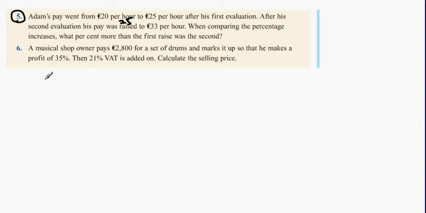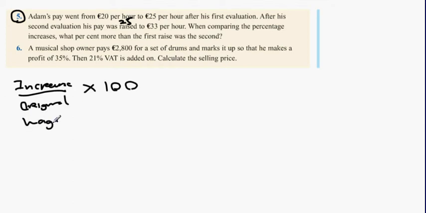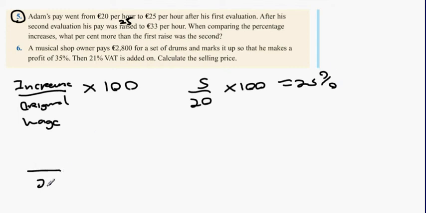Okay, so look, the percentage increase is the increase divided by the original wage, multiplied by 100. So that's going to be 5/20 multiplied by 100, which is a 25% increase in the first one. In the second one, 25 is his original pay, which gets raised to 33, so 8/25, which is going to be 32%.